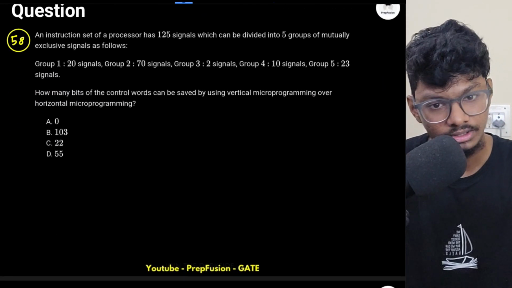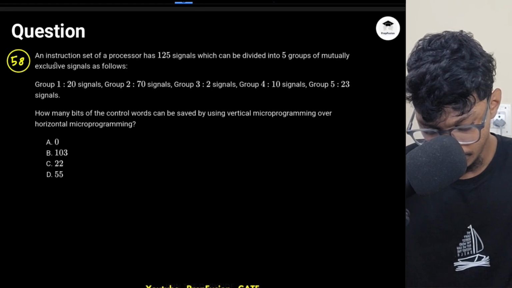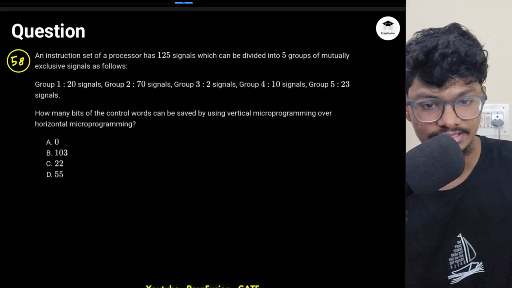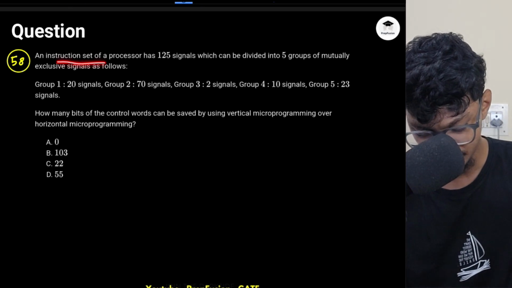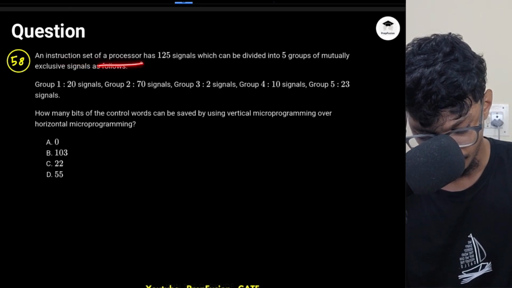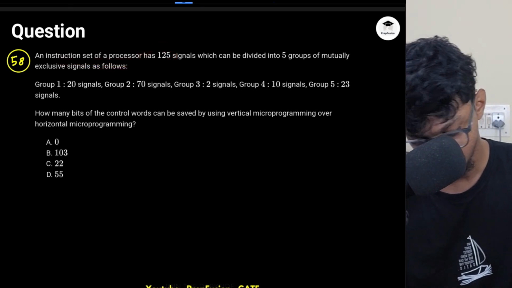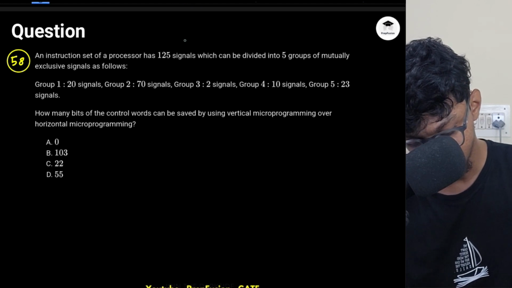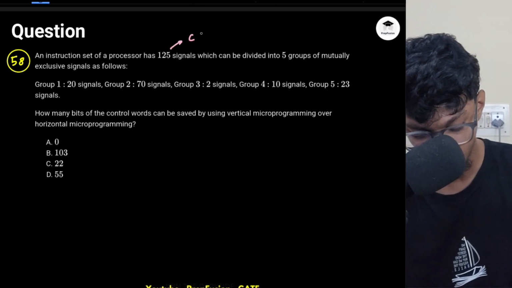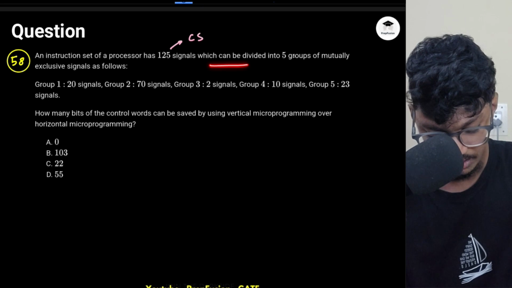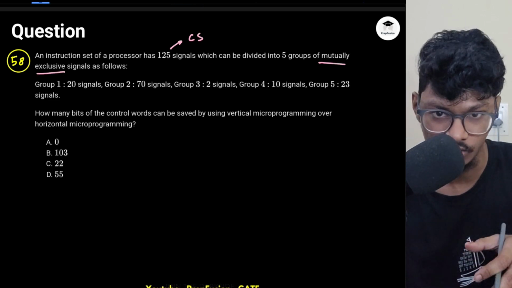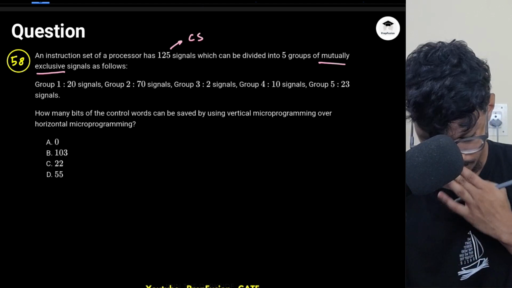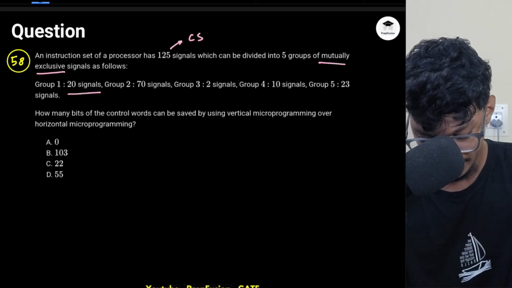Okay, let's do this question. So this question is also an interesting one. From this question we'll understand a very interesting concept. I will explain that. An instruction set of a processor has 125 control signals, which can be divided into 5 groups of mutually exclusive signals. So if one is on, the other will always be off.